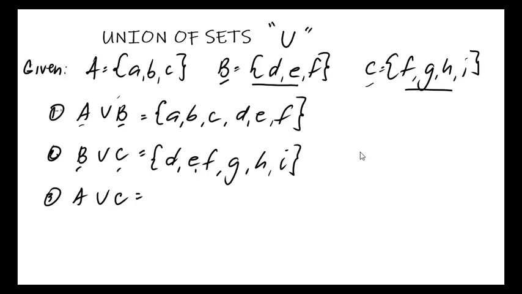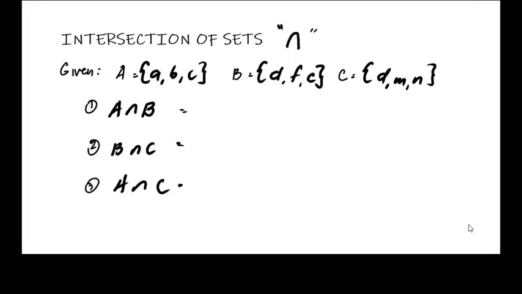Last, number 3, the union of A and C. So, to combine the elements of A and C, meron tayong A, B, C, F, G, H, tsaka I. That's it, guys. This is called the union of sets. So, punta na tayo sa next topic.